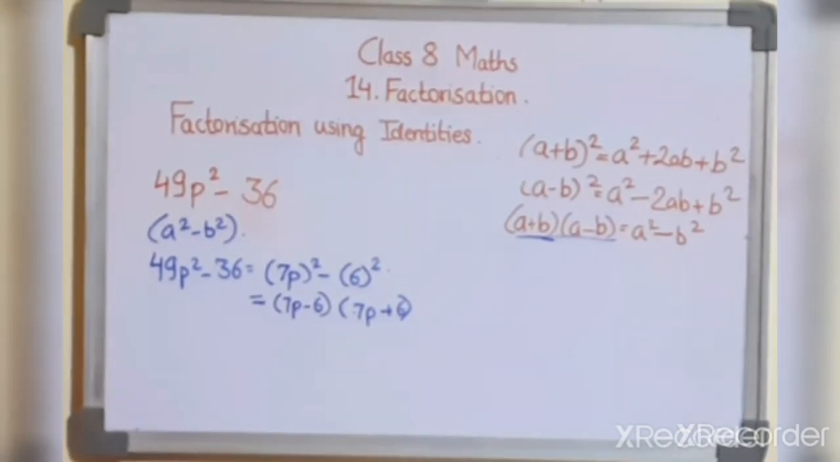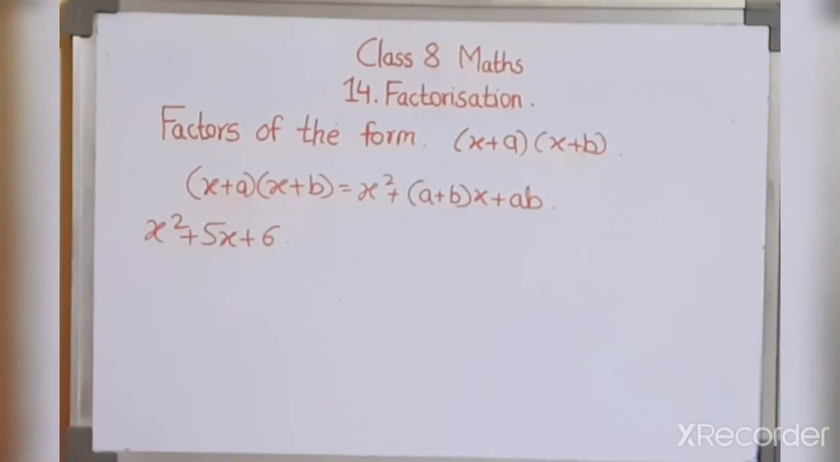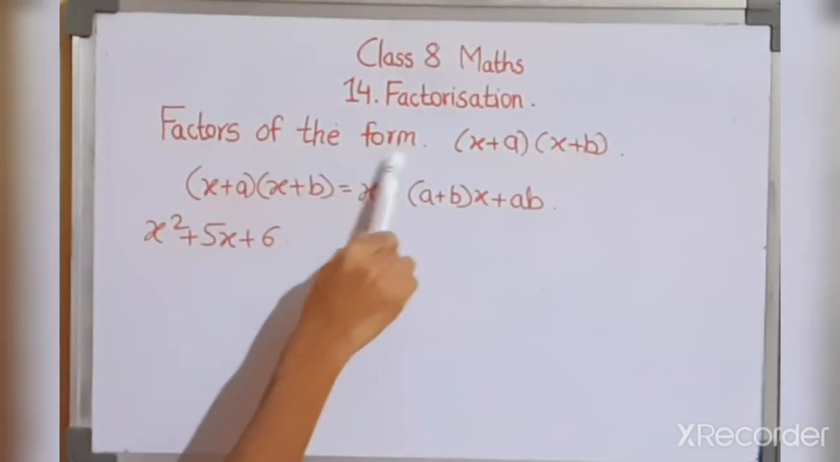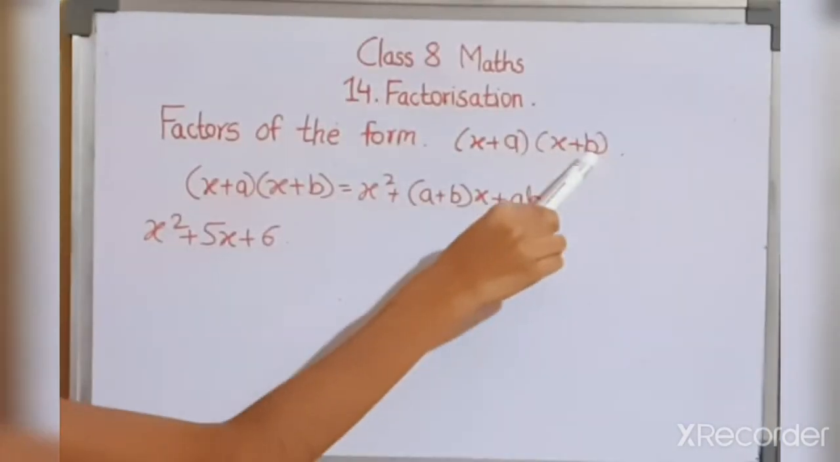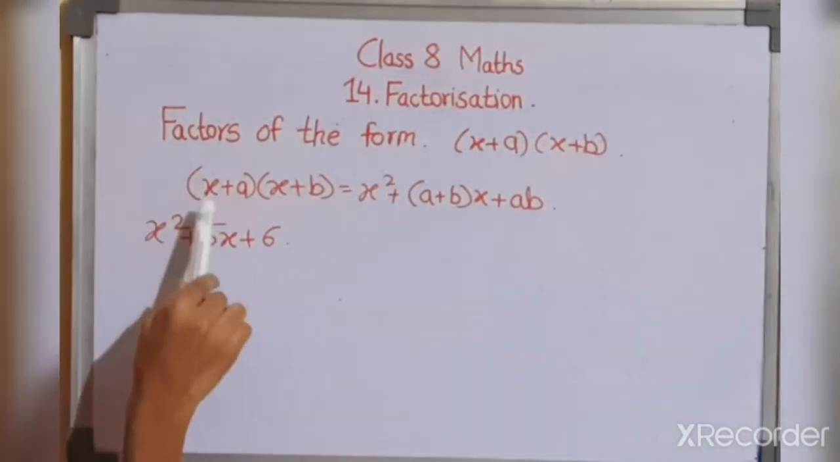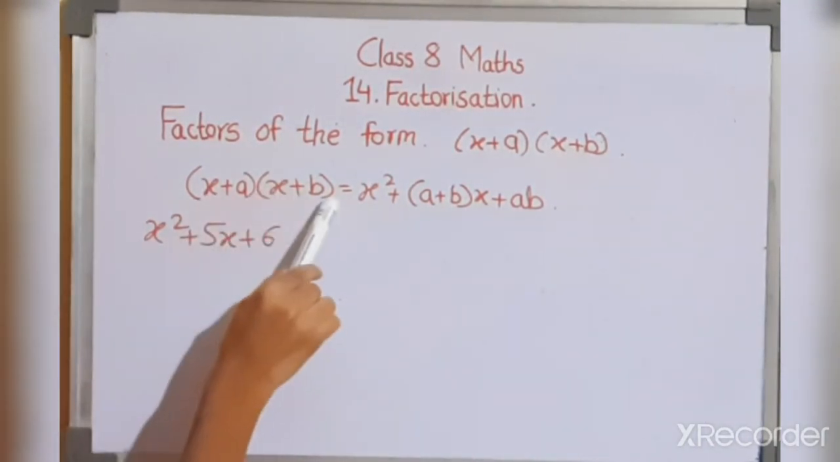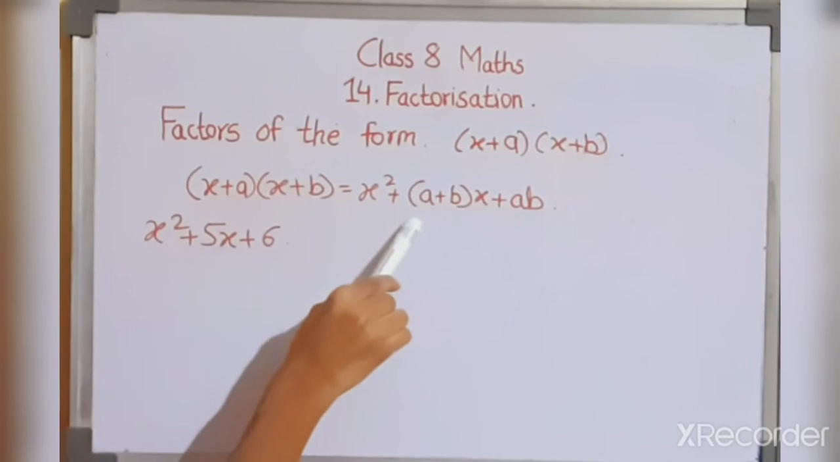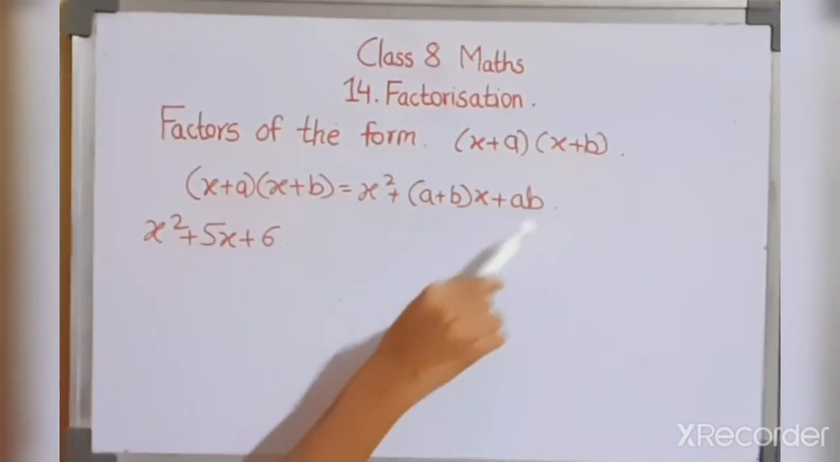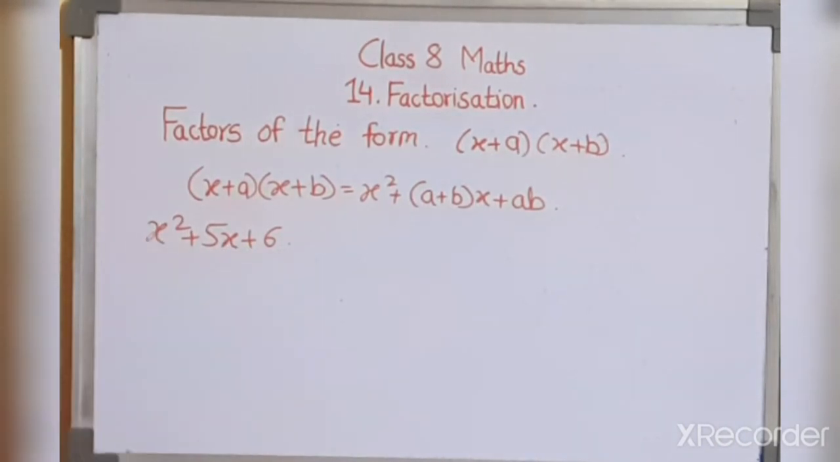Now we will see how we can use identity number 4, that is factors of the form (x plus a) and (x plus b). Here we know that identity 4 is (x plus a)(x plus b) is equal to x square plus (a plus b)x plus ab. So using this identity we are going to factorize this expression. So let's see how we can do this.